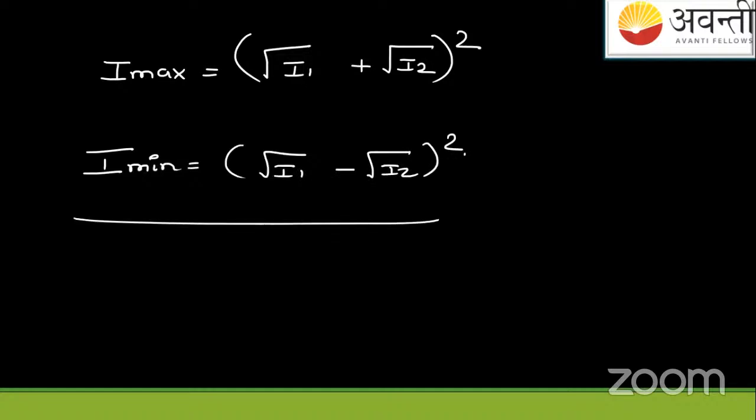Now we'll apply all these things. Under root I1 is not given. It's given here I1 is equal to 4I, and I2 is equal to I.